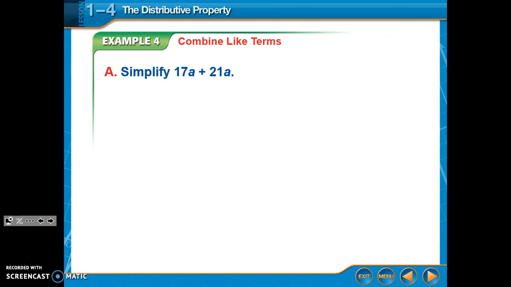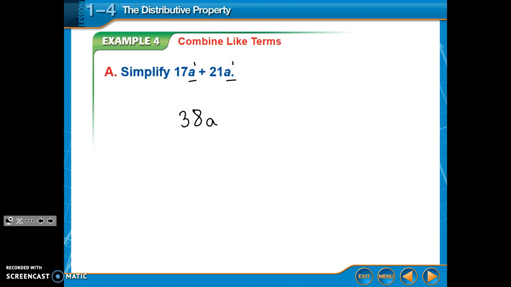Okay, if I have something like this, where I have like terms, so this one here has an a, and this one has an a, and they have no other variables, and they have the same power of technically 1. So once you have that case, they're called like terms. You can combine them. If I have 17 a's here and 21 a's here, how many total a's do I have? I have a total of 38 a's.